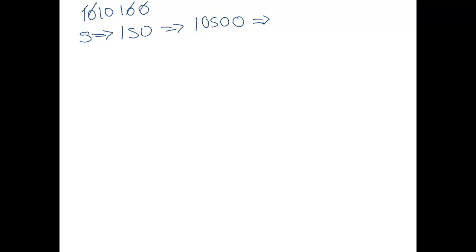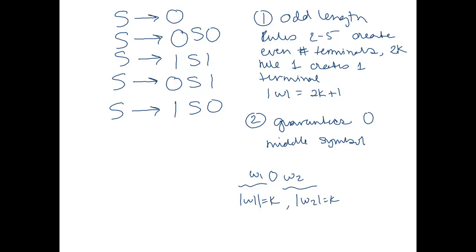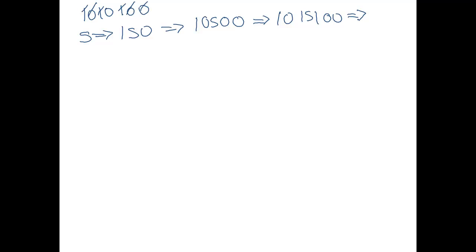Okay, now I need to use the rule 1S1. So I've got 1, 0, S gets replaced with 1S1, and then I've got my 0, 0, so now I've got these two. Okay, and then my final rule I'm going to use is rule 1, where I replace S with 0. So I get 1, 0, 1, 0, 1, 0, 0. It's my final 0. I have 3 here, 3 here, 1 here in the middle. So I've satisfied the condition: the length is 7, and the middle symbol is a 0.